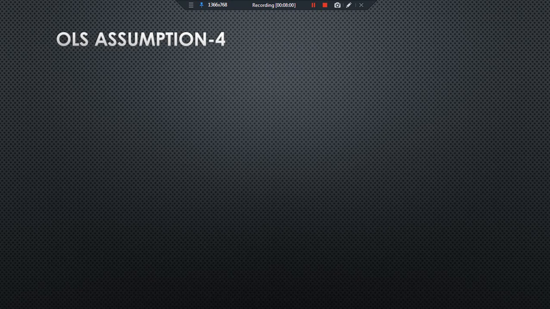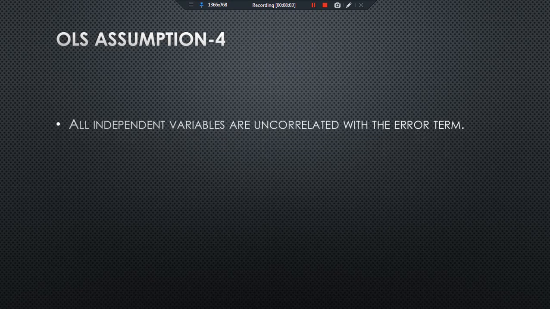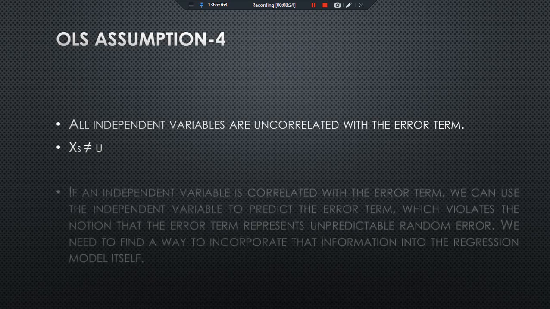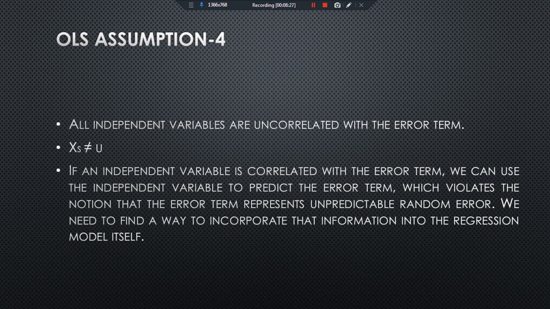Assumption 4. All independent variables are uncorrelated with the error. So you have x1, x2, and so on, up to x4, x5, x6. These independent variables are not correlated with your estimated error term. If an independent variable is correlated with the error term, we can use the independent variable to predict the error term, which violates the notion that the error term represents unpredictable random error. We need to find a way to incorporate or correct that information in the regression model itself.